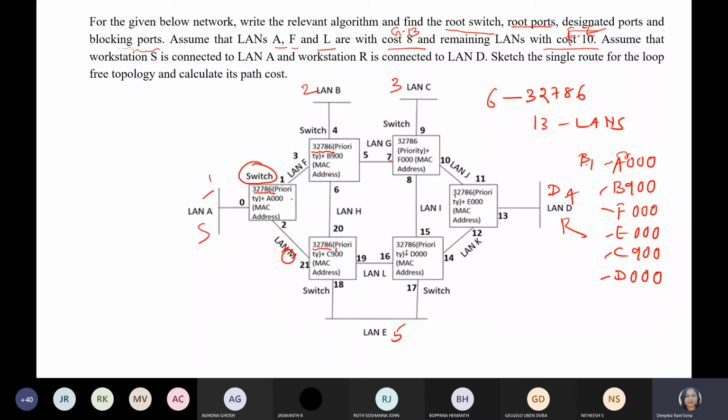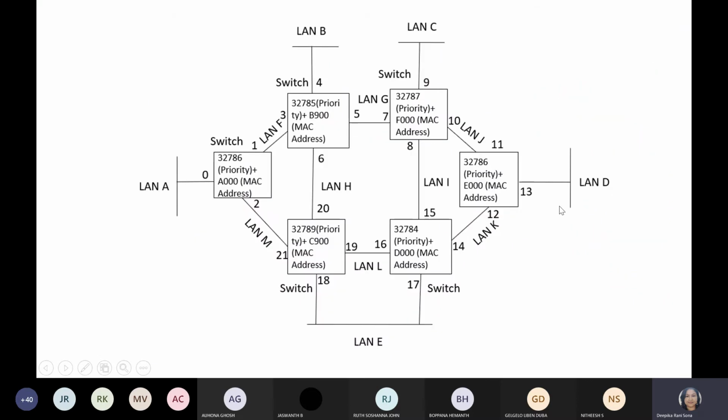For your convenience, for simplicity, you may mark this A00 as bridge 1, B900 as bridge 2. But I am not saying that it is compulsory, guys. If you are convenient, you can mark bridge 1, bridge 2, or without marking that also, if you are able to solve, you can go for that. Okay, similar way, you have to find the leveling of the bridges. Then you may proceed and follow the spanning tree algorithm. This is one type of example. Another type is that, now look at this question, guys.